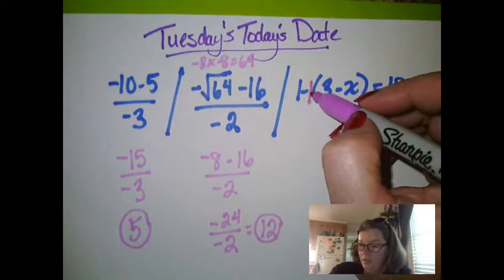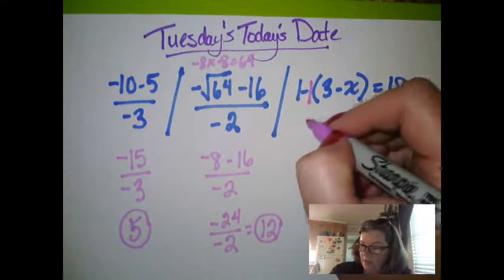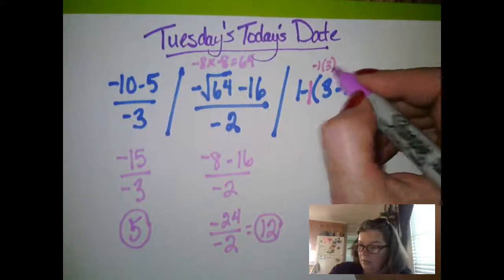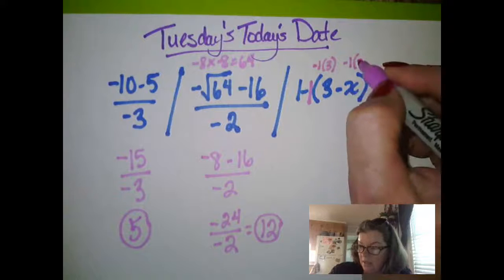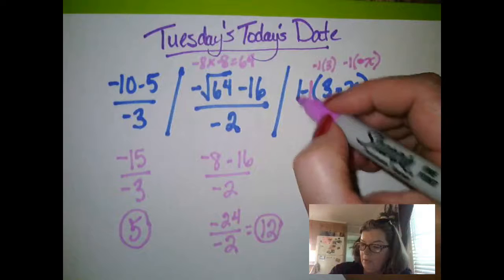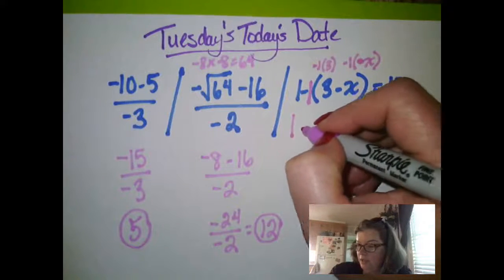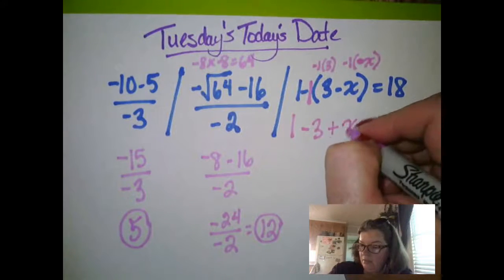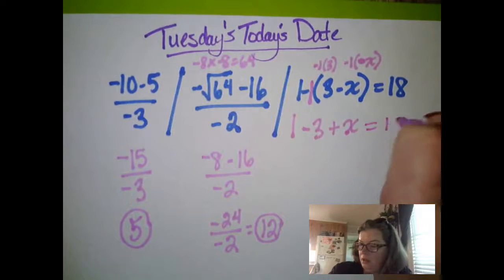So now you've got a -1 that you can multiply. So that will be the -1 times 3 and the -1 times this -x. Do y'all see that? I'm going to bring this one down. -1 times 3 is -3, and -1 times -x is a positive x, because a negative times a negative is a positive, and that equals 18.